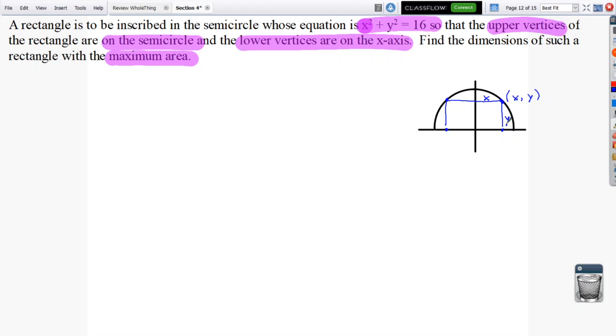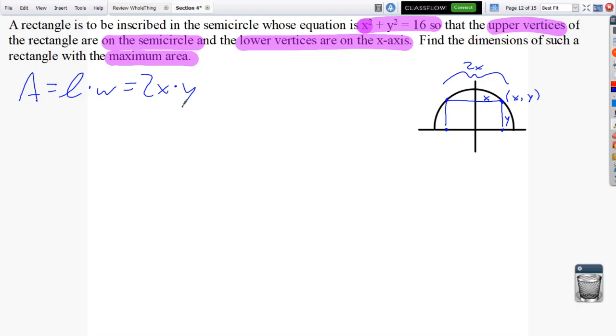Why does that help me? Because the area of a rectangle, which I'm trying to maximize, is going to be equal to length times width. Well, here, I'm just going to try to find out the width of this entire rectangle. Well, if this part is x, then that part's x too, and x and x gives me 2x as the width of my rectangle. So now I can find out that the area of my rectangle is going to be 2x times y.